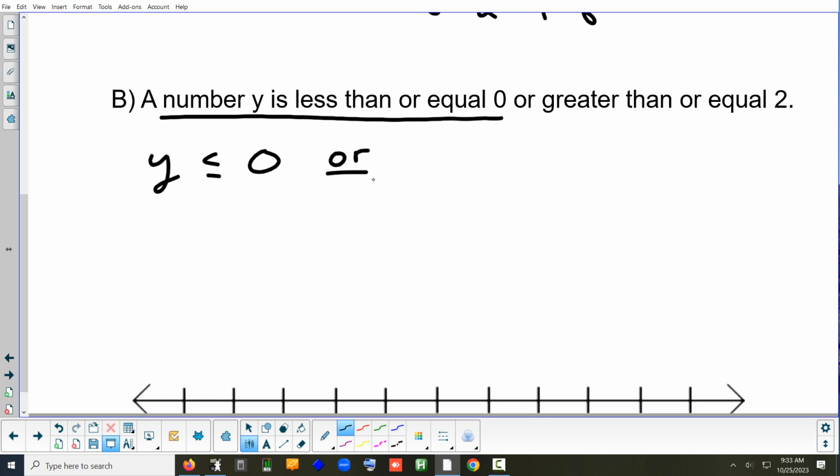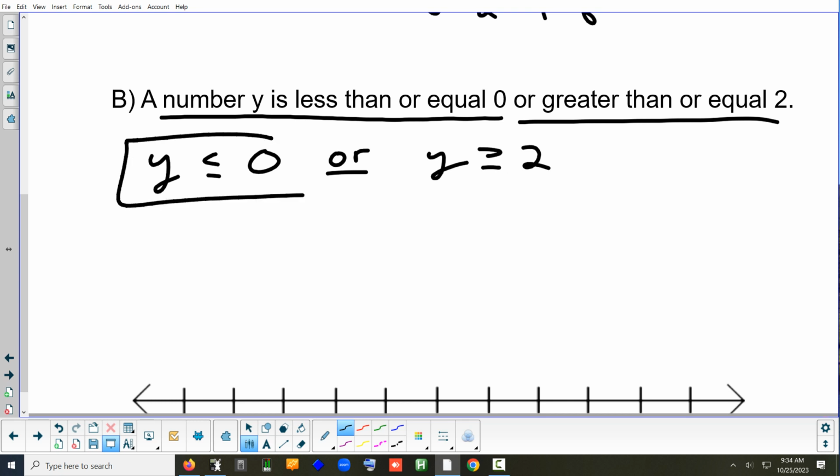Even into almost November. So y is less than or equal to 0, or, and now the second one still has to have a letter, a symbol, and a number. So what letter are we still talking about right here? Y. We're still talking about y, and we're now comparing it to the number 2. And we're saying that it's greater than or equal. Which way does the inequality point? Right, with the line under it. Okay. Can we combine that together and make it shorter? No, not for an "or." That's as short as it gets. That's all you can do.